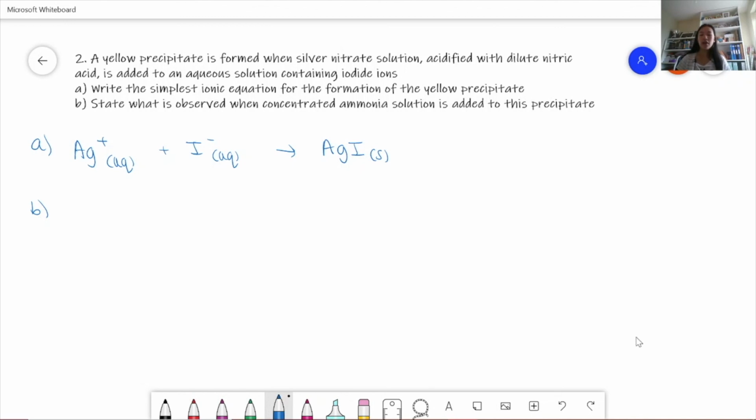So the silver chloride dissolves in dilute ammonia, and then silver bromide dissolves in concentrated ammonia. And the thing to remember about silver iodide is that it does not dissolve in dilute or concentrated ammonia solution. And so the answer is that nothing will change. So there is no visible change.